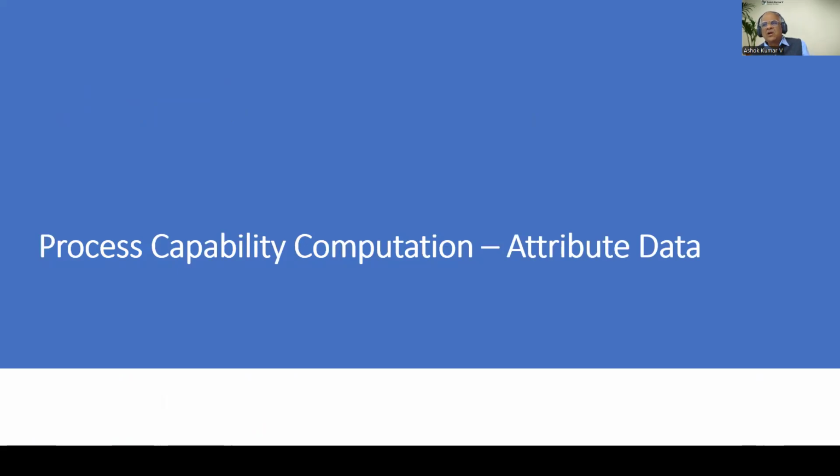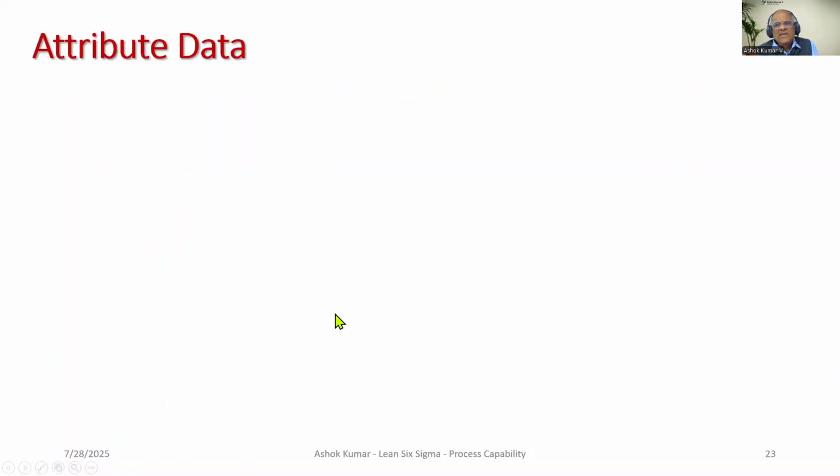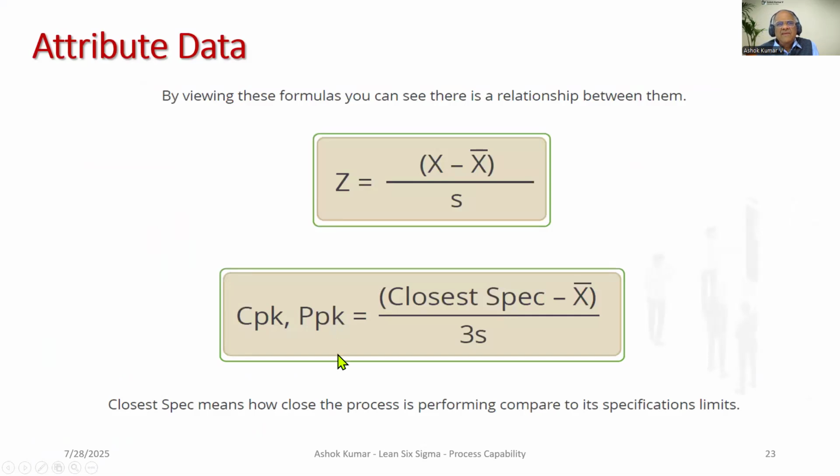So far we talked about process capability for continuous data, that is the variable data. Now let me quickly throw some light on the service industry, which normally uses attribute data without measurements. In the case of attribute data, we have studied the normal curve where you calculate the Z value, which is given by X minus X bar by standard deviation. If you look at the CPK and the PPK formula, it is similar to that: closest specification minus X bar by 3S. The variables are the same.